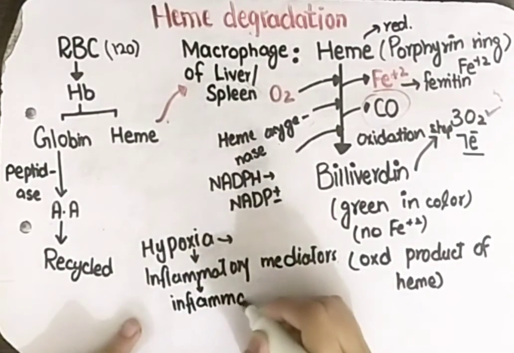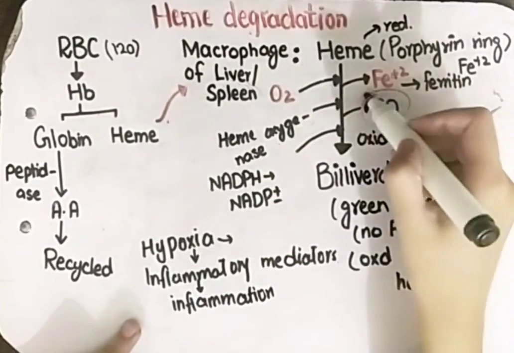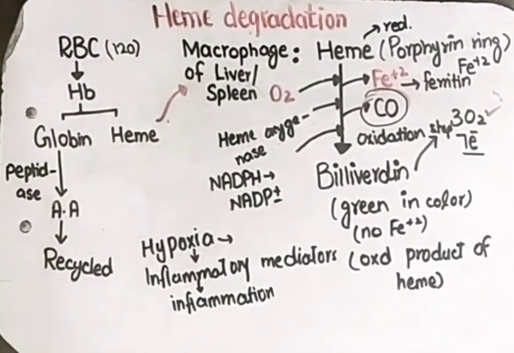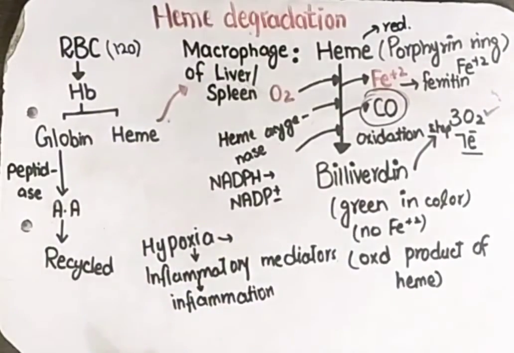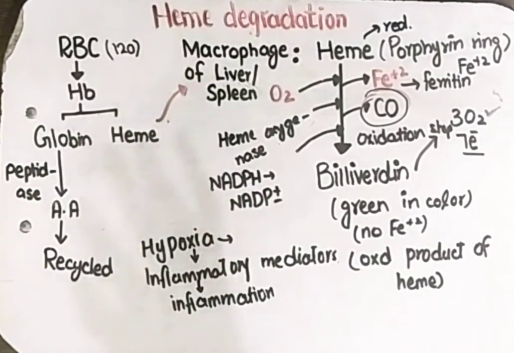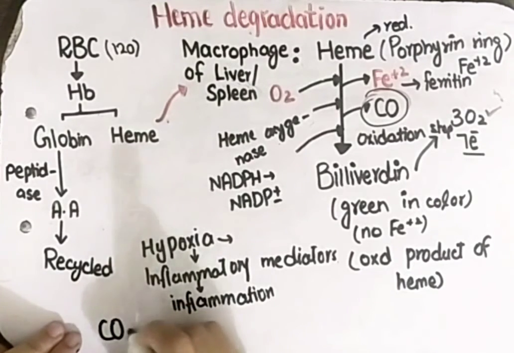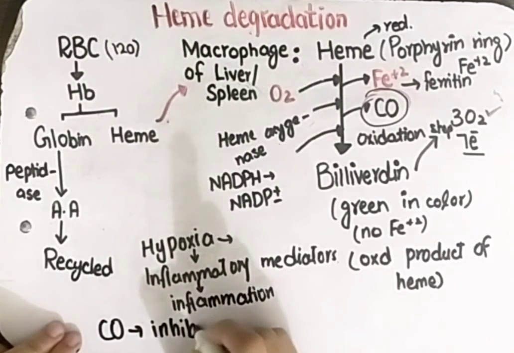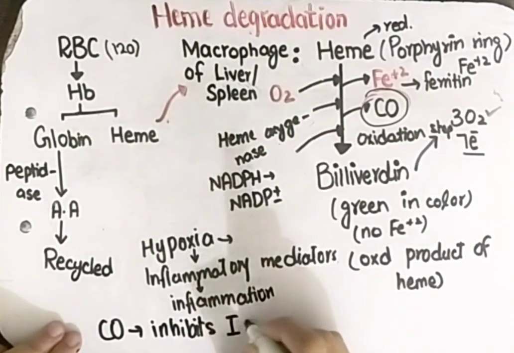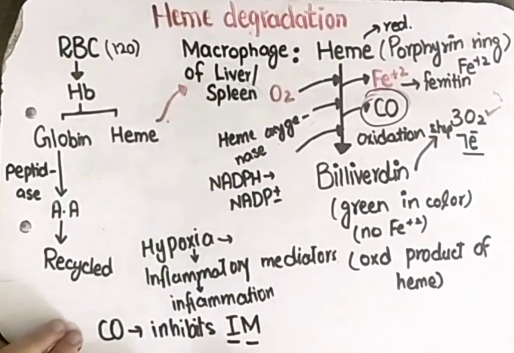So what nature has done is make a molecule, carbon monoxide. What does this carbon monoxide do? It is basically a signaling molecule. In whichever book you are reading, you will always find that carbon monoxide is a signaling molecule. The signal it transmits is to the inflammatory mediators, ordering them to inhibit. So carbon monoxide basically inhibits inflammatory mediators, IM.